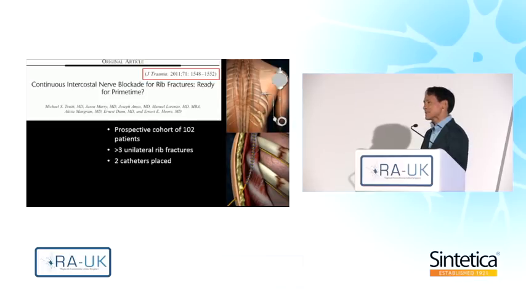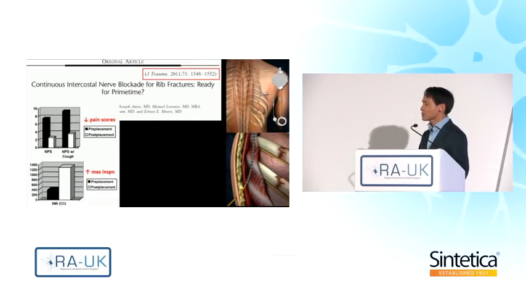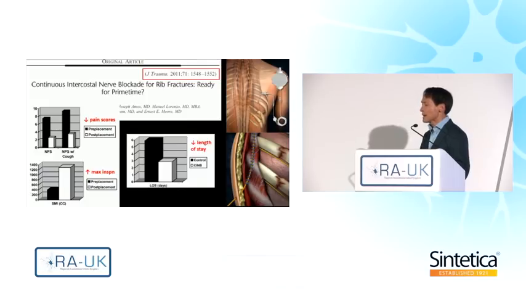They followed that initial description up with a report of a prospective cohort of 100 patients, all of whom had at least 3 unilateral rib fractures. They put 2 catheters on each side, one from the top, one from the bottom, infused it through these 2 devices, and showed, as you can see here, quite a significant response in terms of reduced pain scores and increased respiratory capacity. And the patients were much more comfortable and able to leave hospital early.